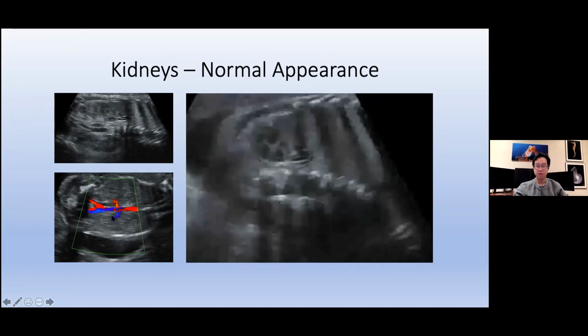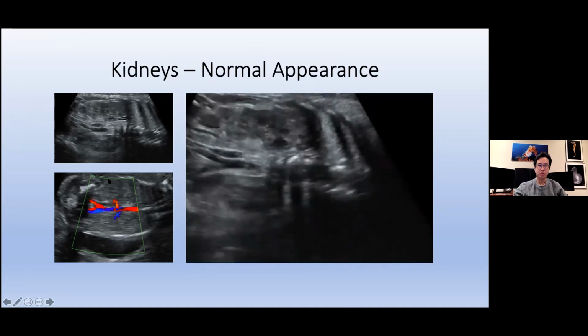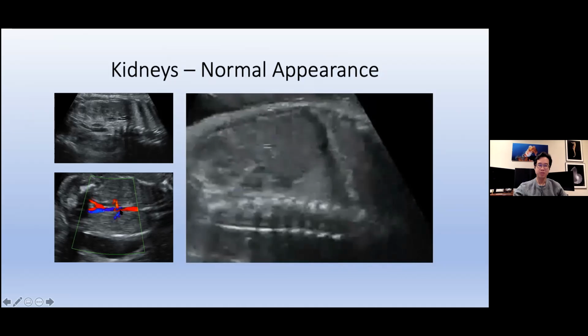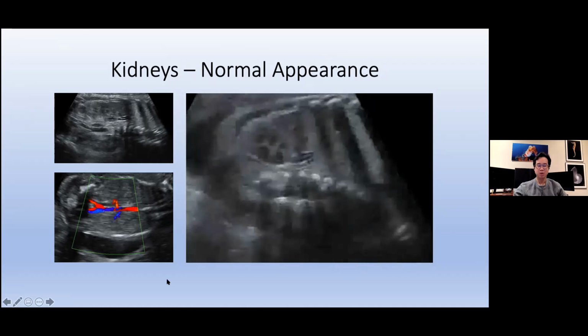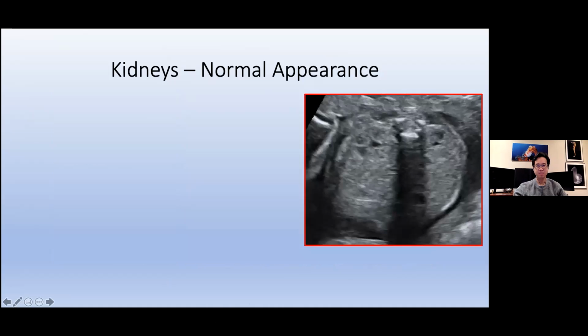So remember on Doppler, when you see red, the blood is flowing towards the transducer. When you see blue, the blood is flowing away from the transducer. So these are appropriate flow for the renal arteries of this fetus.